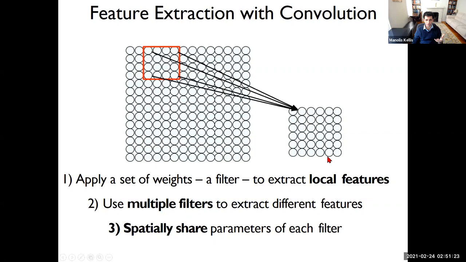So we're applying a set of weights, a filter, to extract local features. And the feature is I saw an edge, or I saw a whisker, or I saw a leg at different layers of abstraction. And we're going to be using multiple filters to extract multiple features. So one is going to be looking for edges this way, one is going to be looking for edges that way, and so on and so forth. And again, key principle, we spatially share the parameters of each filter.